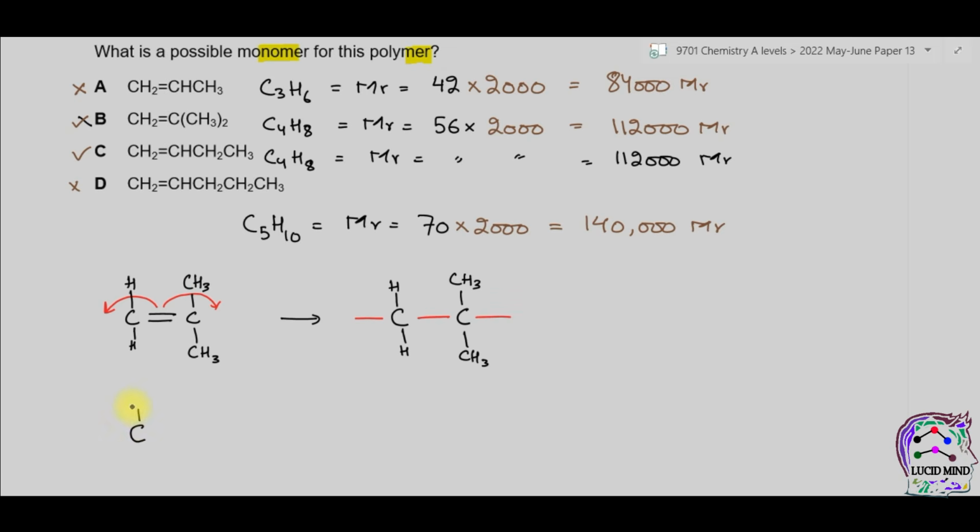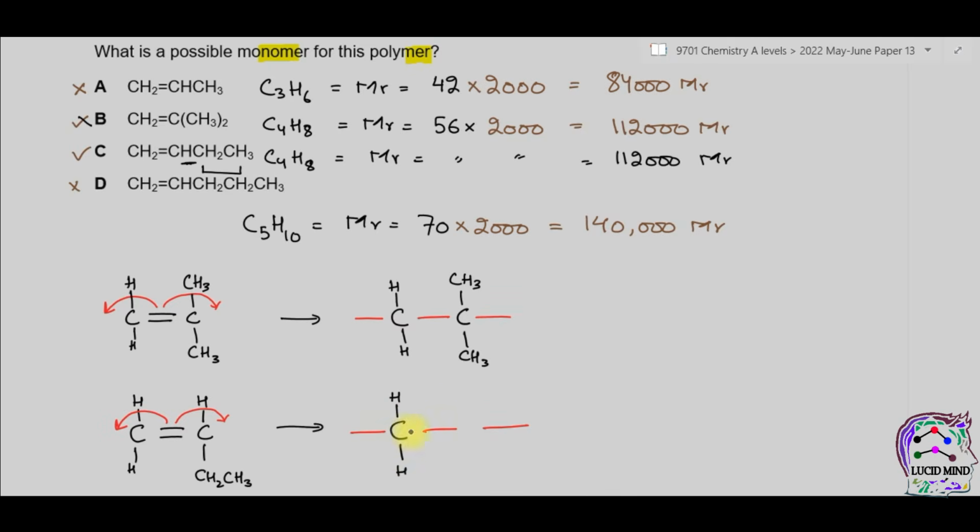We have CH2, double bond C. We have a hydrogen and we have these 2 carbons. So this is monomer structure. Same thing will happen. This bond will break. One electron goes on left side to make a new bond. One electron goes on right side to make a new bond. Rest of the structure is same. We have C having 2 hydrogen atoms.